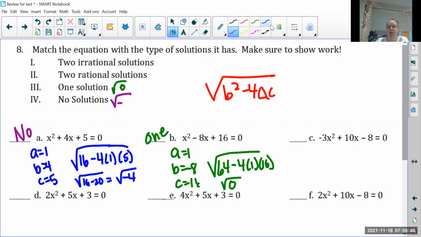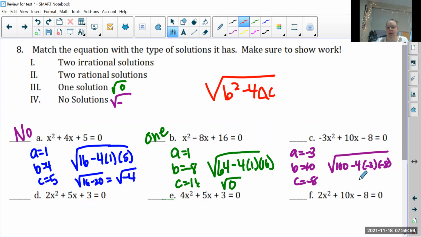Then I'm going to do the next one. A equals negative 3, B equals 10, C equals negative 8. Plug this all in, so it's B squared, which is 10 squared, which is 100, minus 4 times negative 3 times negative 8. I'm going to evaluate that whole thing in the calculator. This whole thing equals the square root of 4.